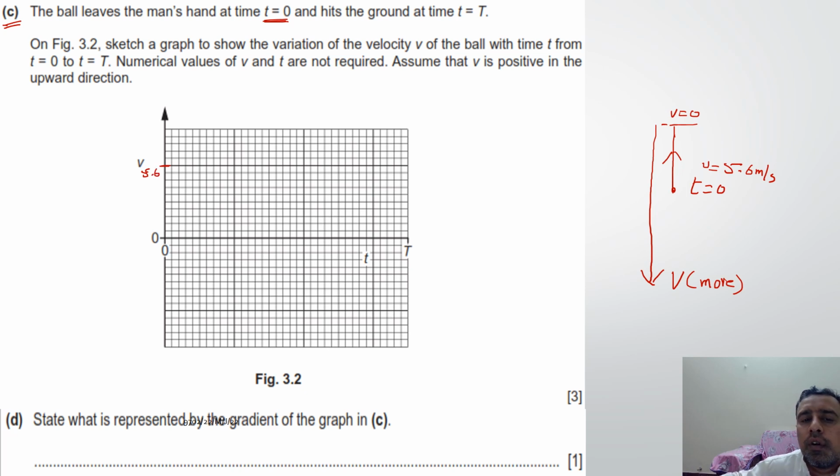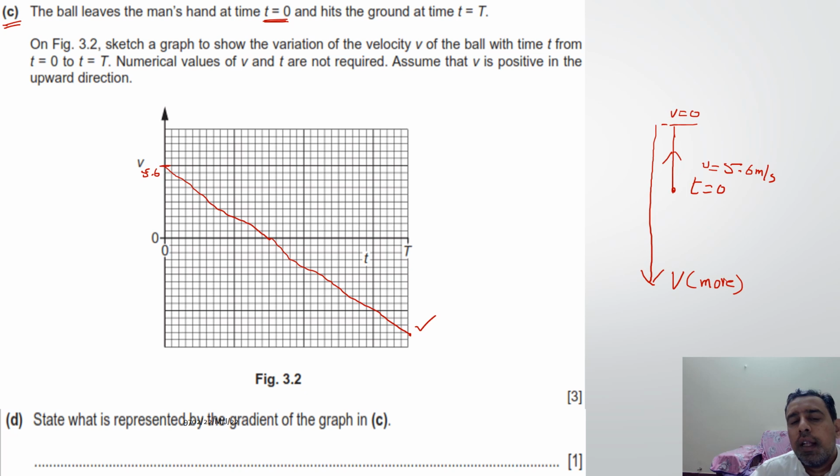So we have to draw a straight line. I'm not using any tools, I'm just going to draw this line by using a pen. This is a straight line, somewhere over here. This is the top position, and then this velocity again increases to become greater at this point. This velocity is greater than 5.6. So this is the correct shape of the graph.